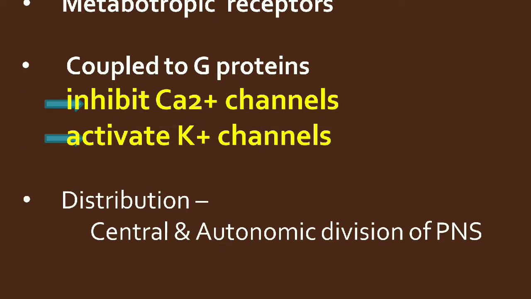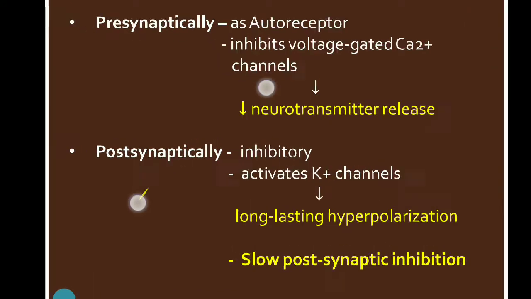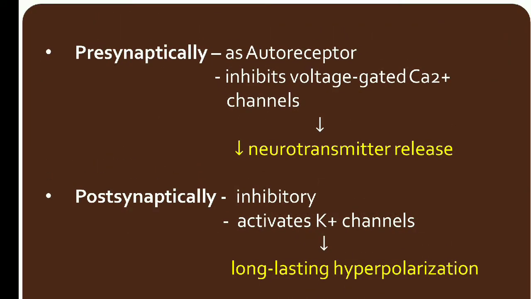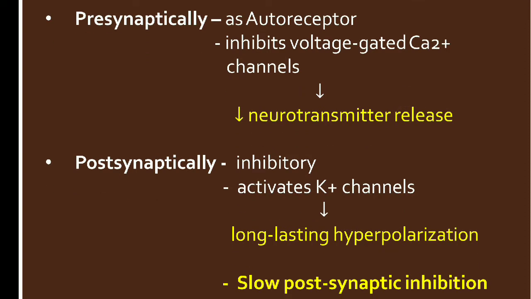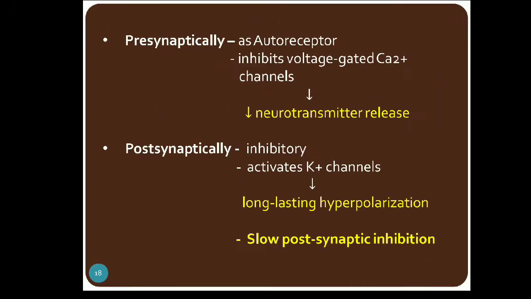When we talk about the mechanism of action, the presynaptic autoreceptor inhibits the voltage-gated calcium channel, which decreases neurotransmitter release. Postsynaptically, it activates the potassium channel, causing long-lasting hyperpolarization and slow inhibitory postsynaptic potentials. You can see this slide. Keep in mind how this process goes on.